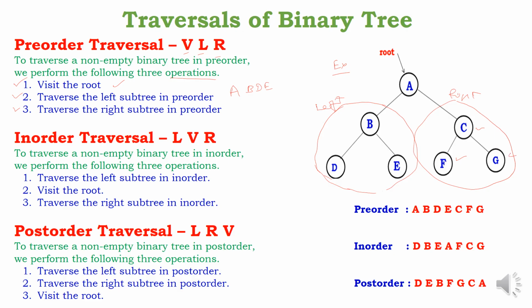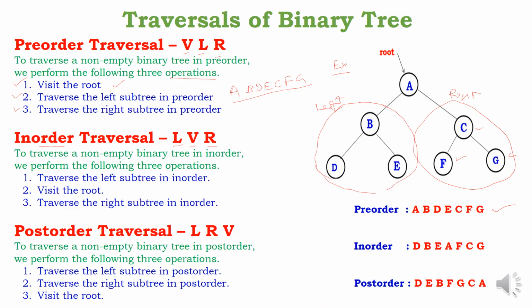CFG. So A, B, D, E, C, F, G is the preorder traversal. Then let us consider inorder traversal. Traverse left binary tree in inorder, visit root node, traverse right binary tree in inorder.